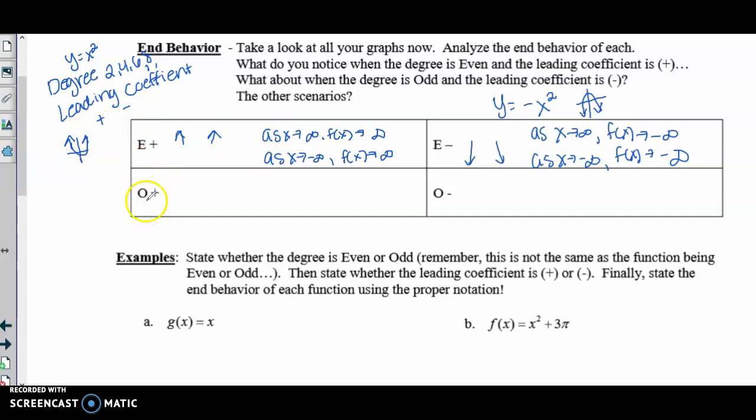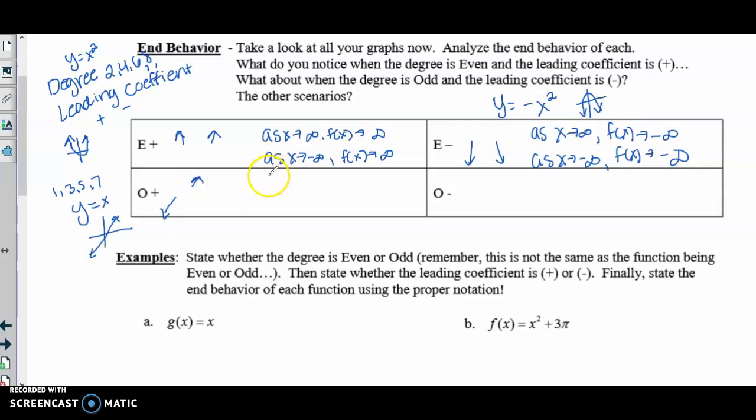Now, odd would mean like degree of 1, 3, 5, 7. Positive means the leading coefficient is positive. So let's think of a line, y equals x. If I was going to draw that line, what would it look like? You'd have a positive slope going up. So notice the ends of your graph. They're going in opposite directions. The left-hand side is going down. The right-hand side is going up.